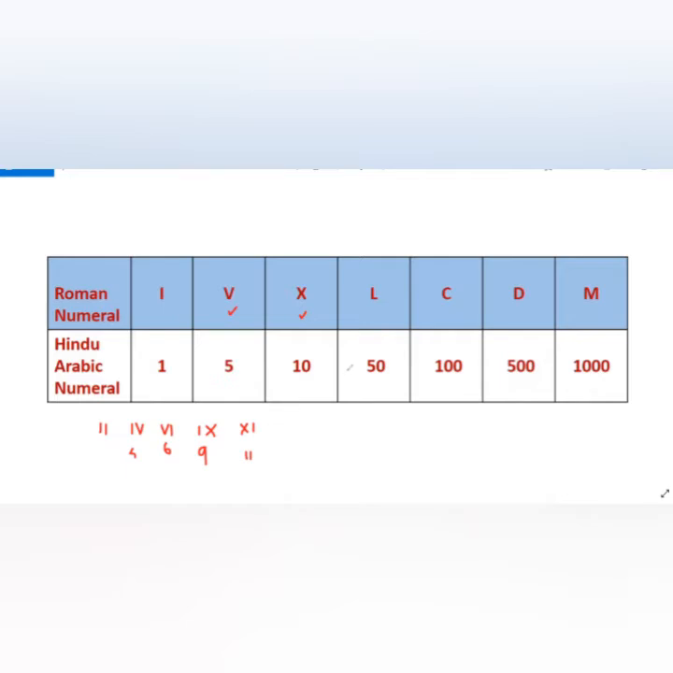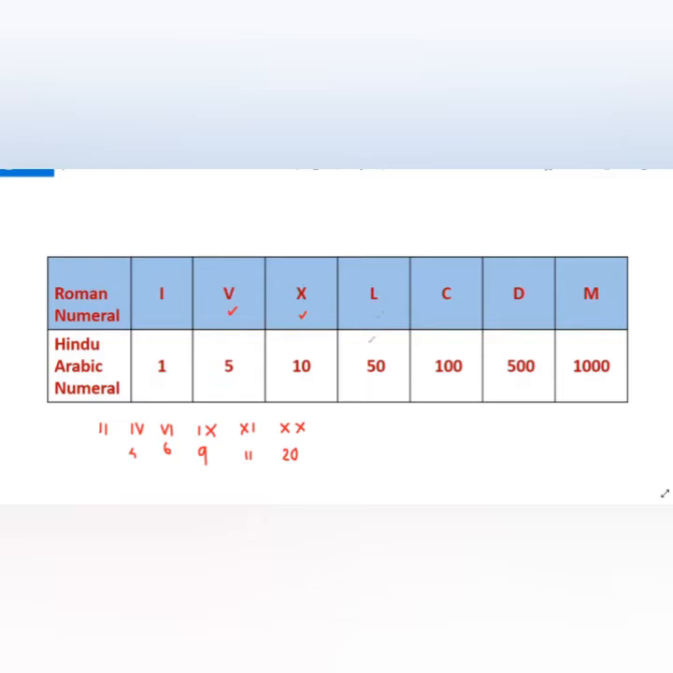15 also you can write, up to 20. How to write? 2X, that is 20. X, 10 plus 10 is 20. So 2X is there, that is 20. 2X is 20. Okay, do you understand this? 20. Then next is L. L, how to write? L is representing 50.